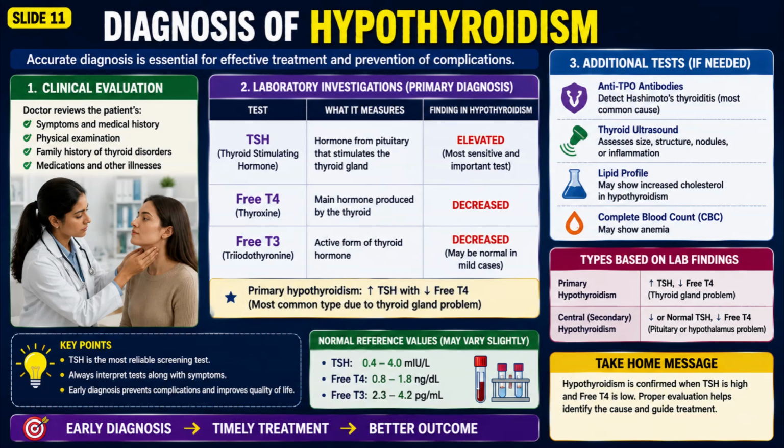In some cases, free T3 may also be measured, although it may remain normal during the early stages of the disease. To determine the underlying cause, additional investigations may be performed. Antithyroid peroxidase antibodies, commonly known as anti-TPO antibodies, help diagnose Hashimoto's thyroiditis, the most common cause of hypothyroidism. Thyroid ultrasound may be used to evaluate the size, structure, and any abnormalities of the thyroid gland. Early diagnosis is important because timely treatment can prevent complications and improve quality of life.